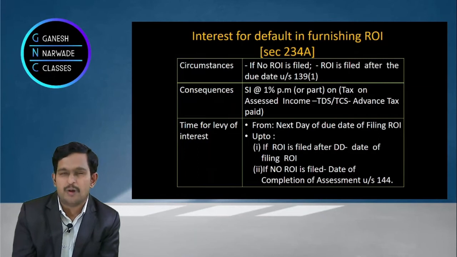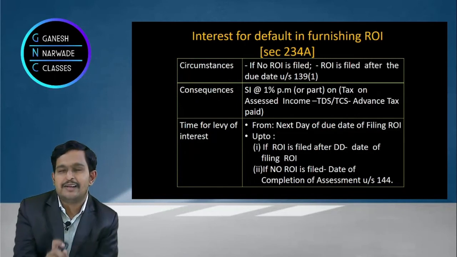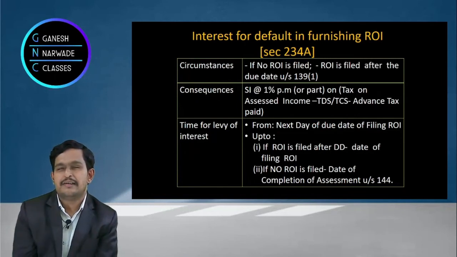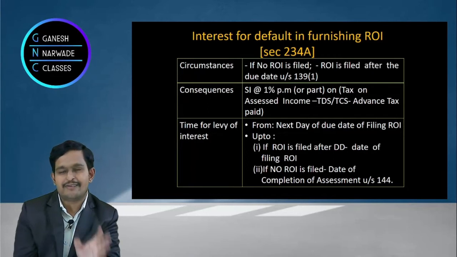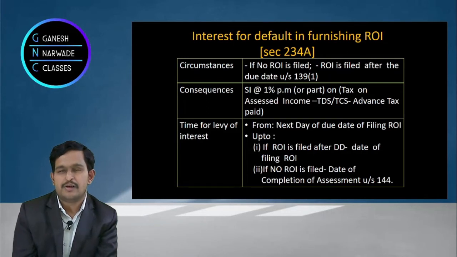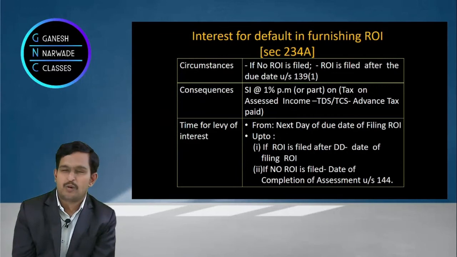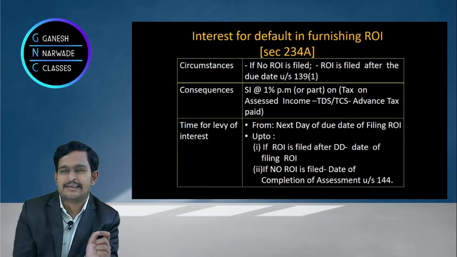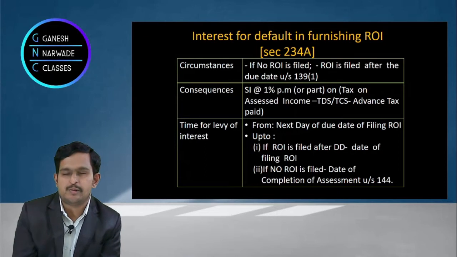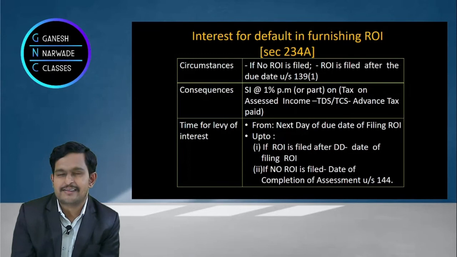1% per annum? No, per month. Sir, 1 day delay? Part of the month is also treated as 1 month. 10 days, 1 month. 15 days, 1 month. 20 days, 1 month. So part of the month is treated as 1 month. So 1% per month or part of the month interest would be charged. Okay. Sir, from which date? From the next day of the due date of filing returns. Suppose July 31st is your due date. So forget July 31st. From August 1st interest will be charged.